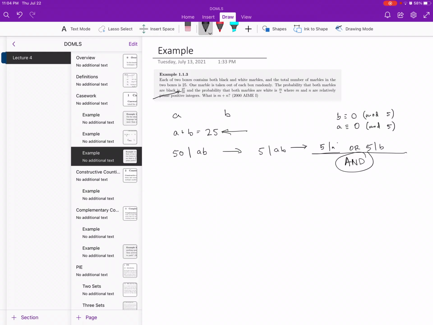So that is important. So now, if both of them are divisible by 5, we only have a few possibilities for A and B. Specifically, A and B could be the pair 5, 20, or not 5, 20, 25, 0. Or they could be the pair 15, 10. So now, if we have those 2 possibilities, we can break into casework. So case 1.